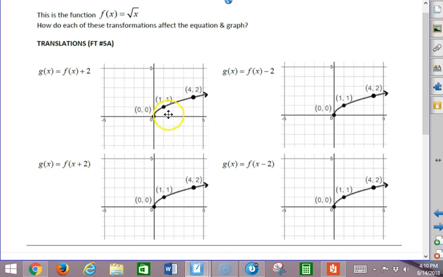I like to put on a few key points. In this case, I use some really nice, easy numbers. I use the square root of 0 is 0, the square root of 1 is 1, and the square root of 4 is 2. And those are my three key points that are on the graph.